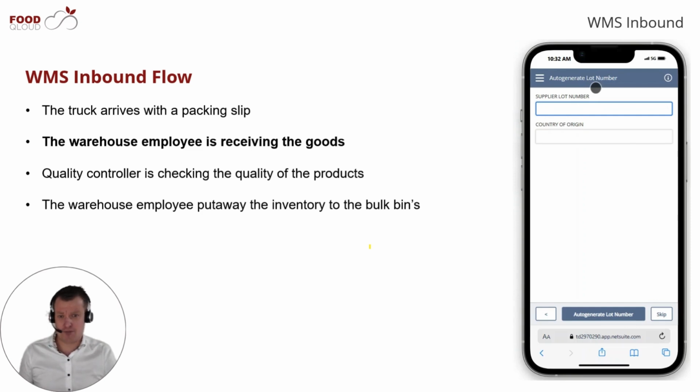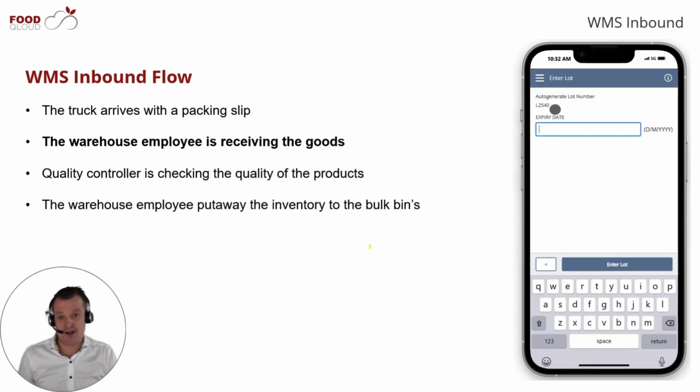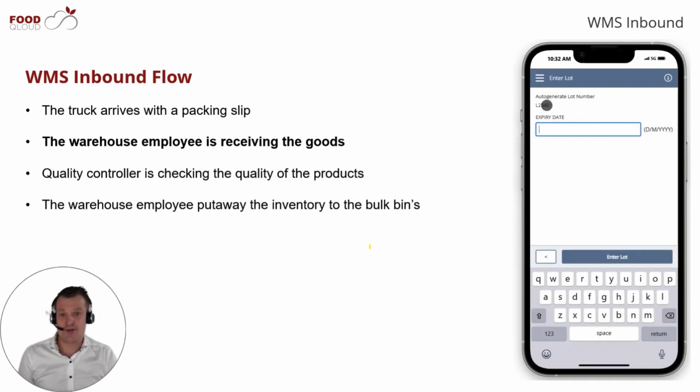I want to have the supplier lot as my internal lot. So my supplier lot of the item, I scan it as well if it's possible, otherwise I type it in. And I have here the feature of the country of origin. Now, this meat comes from the Netherlands, and we press on the auto-generated lot. You can now see that the supplier lot number is used as an internal lot number.